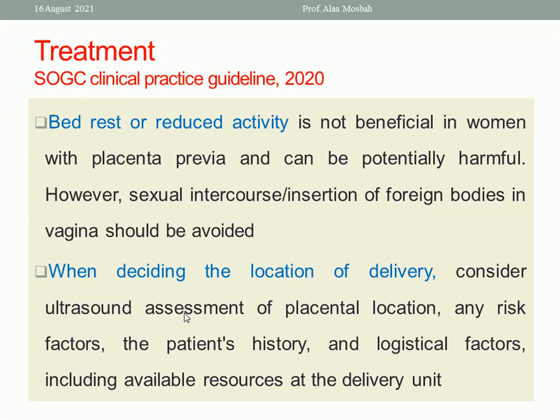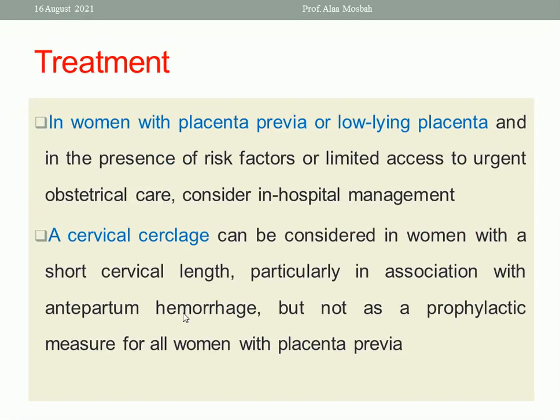When deciding the location of delivery, consider ultrasound assessment of placental location, any risk factor, patient's history, and the logistic factors, including available resources at the delivery unit. So the hospital should be a tertiary hospital with a blood bank and all facilities available for neonatology and for operative theater, well equipped. Everything is prepared very well in the hospital because this is one of the important complications with pregnancy.